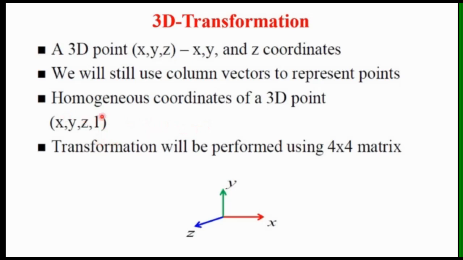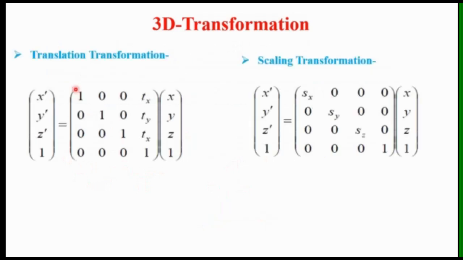So here 1 is added because of the homogeneous coordinates. This is required in 3D transformation. Because of this, transformations in 3D will be performed using a 4 by 4 matrix. So we will see, as we have seen, that translation means moving an object from one position to the other.